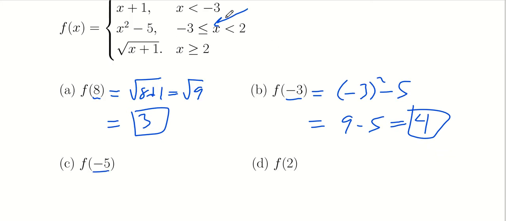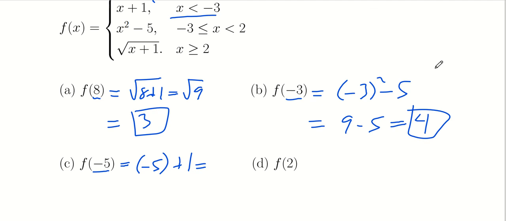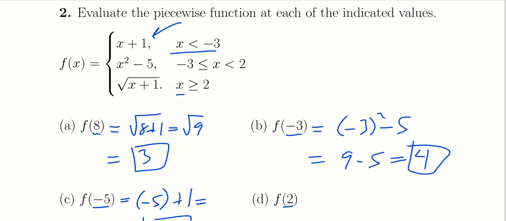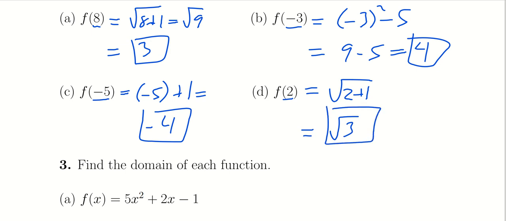For an input of -5, notice that -5 is less than -3. So that means we're going to plug it into the top part. So it's going to be -5 plus 1, which would give us an output of -4. And then lastly, to find the value for f of 2, 2 is greater than or equal to itself, so it's going to get plugged into this bottom one. This is going to be the square root of 2 plus 1, which is the square root of 3.